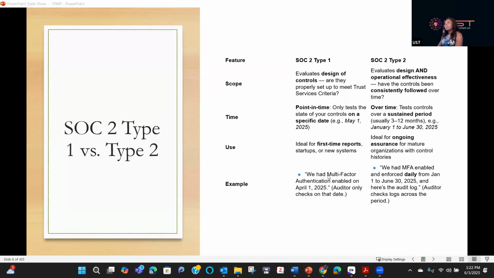For example, we had multi-factor authentication enabled on April 1, 2025. The auditor only checks on that day to make sure it's enabled. But point in time, have you checked for a considerable period of time to make sure it has been consistent? Because today you can have MFA enabled, tomorrow it has broken and is not working. That's why we say we have MFA enabled and enforced daily from January 1 to June 30th, and yes, the audit logs across the period.